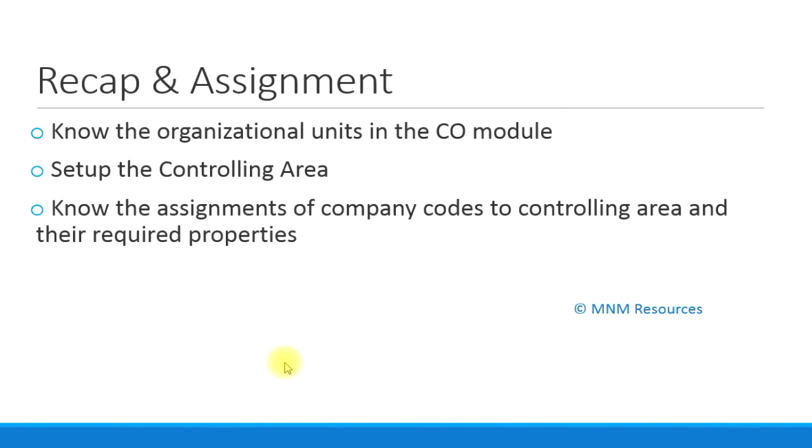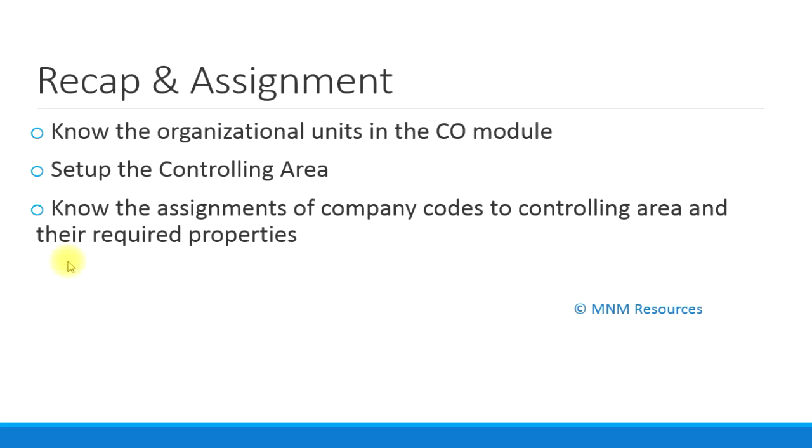Let's quickly recap what we have learned. We learned the organizational units in the CO module. The 2 main important organizational units are the operating concern and the controlling area. We also saw some other organizational units like company code, business area, and the plant, which belong to other modules. The business area and company code belong to the FI module, and the plant belongs to the logistics modules.